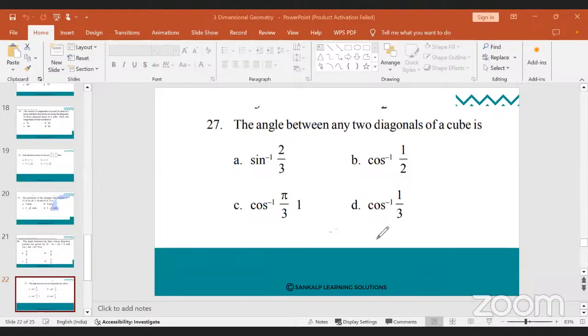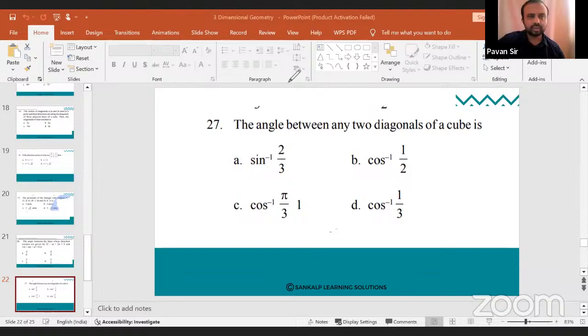Option D, Kavya is right. Option D is the correct answer for this, because when you consider the side as a, the cube has three dimensions, so it is cos inverse. Everywhere you will get 1 by root 3, 1 by root 3, minus 1 by root 3, plus 1 by root 3 into minus 1 by root 3. So it will be cos inverse of 1 by 3. So option D is the correct one.